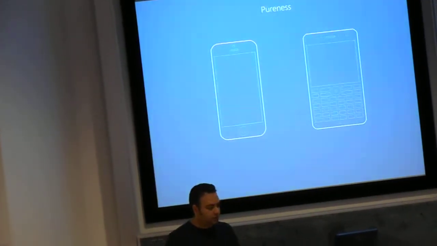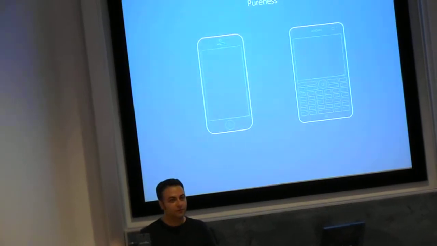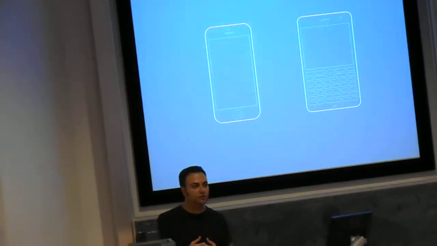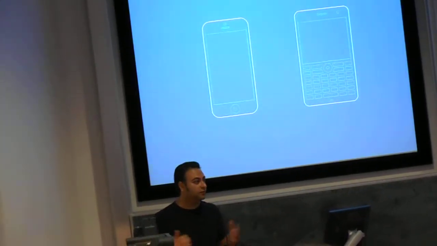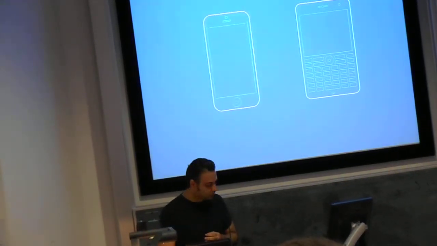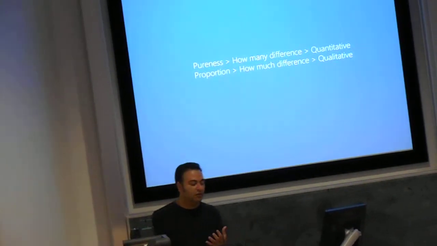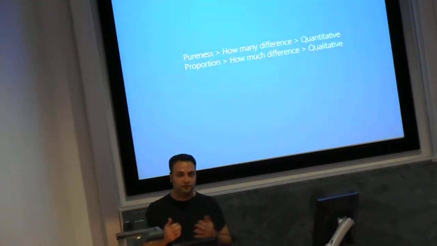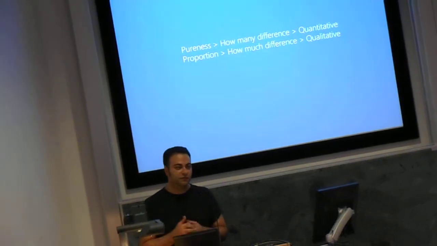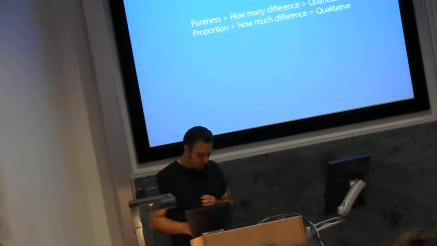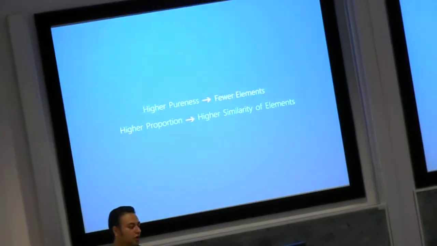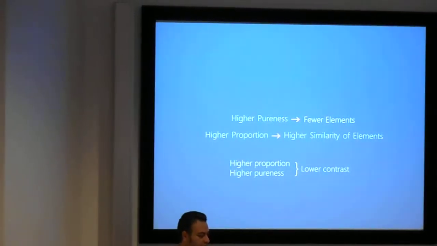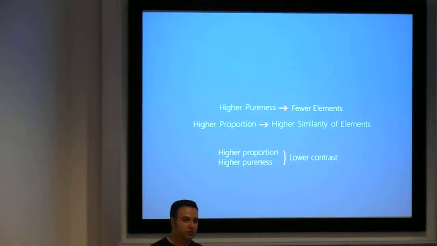So, this is an example of pureness. Okay. What exactly we say is which one is better, which one is purer. How many separate elements we have. Right? So, pureness, how many differences? So, it's a quantitative factor. Proportion, how much difference? It's a qualitative factor of aesthetic. Higher pureness means fewer elements, a higher proportion, higher similarity of elements. So higher pureness and proportion again means lower contrast.